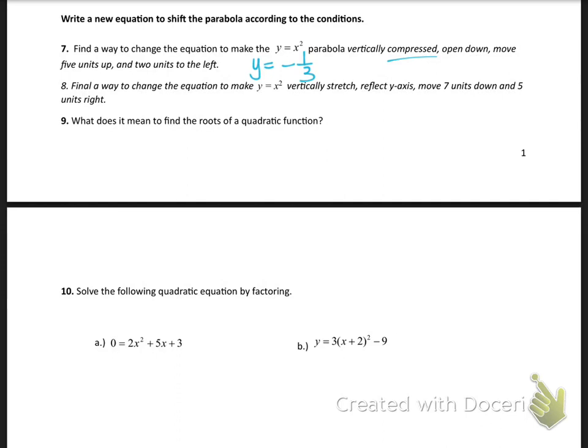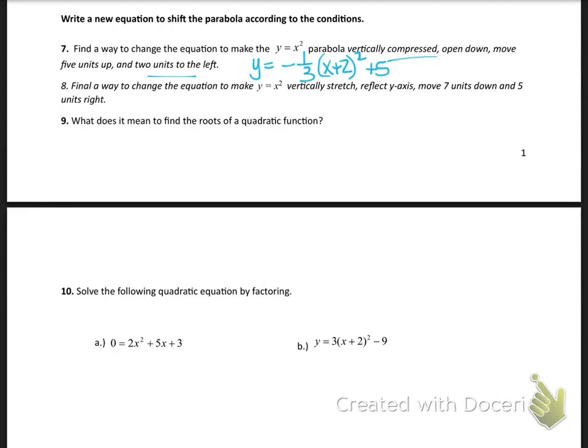And then my inside is my left and right. So if I'm trying to go left here, I'm going to do x plus 2. Don't forget my square to say it's a parabola. And then I am going 5 units up. So up and down is on the outside.